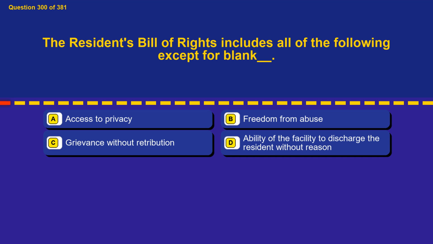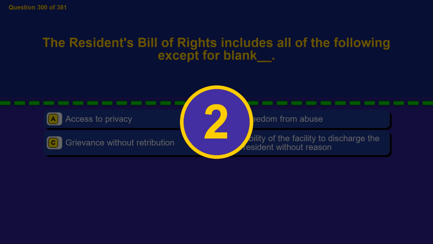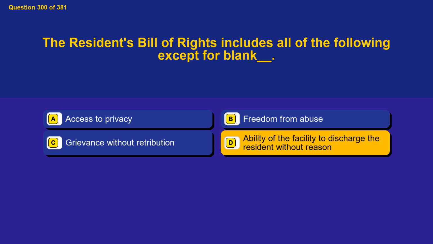Question 300. The resident's Bill of Rights includes all of the following except for blank. Option A, access to privacy. Option B, a freedom from abuse. Option C, a grievance without retribution. Option D, ability of the facility to discharge the resident without reason. The correct answer is option D, ability of the facility to discharge the resident without reason.